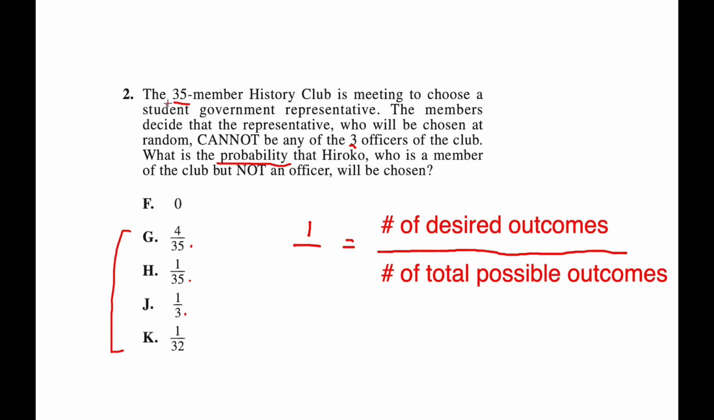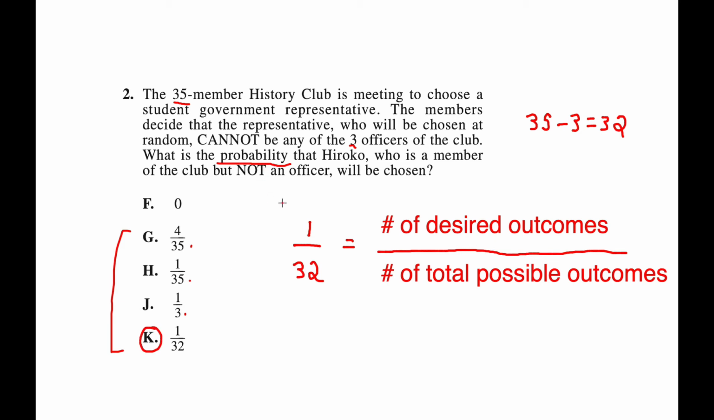Well, we know that there are 35 members in the History Club, but we're also told that 3 of those members are officers, and those officers cannot be chosen. So instead of selecting from 35, we're selecting from 35 minus 3, 32 different people. So the number of total possible outcomes here is going to be 32. So our probability fraction is 1 over 32, and that matches up with K. So that is our answer.